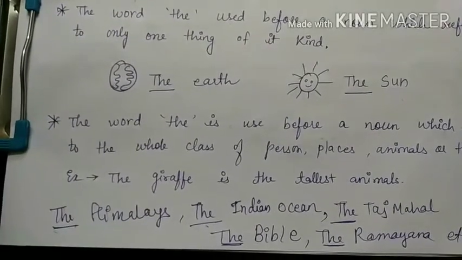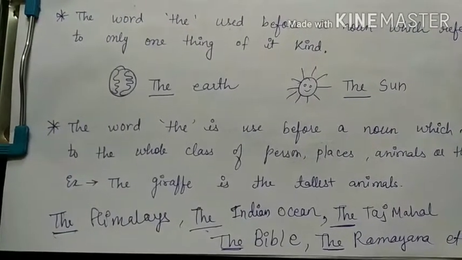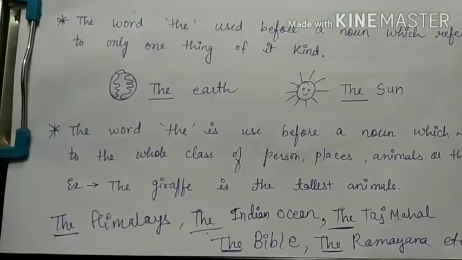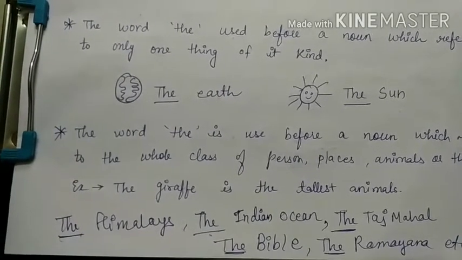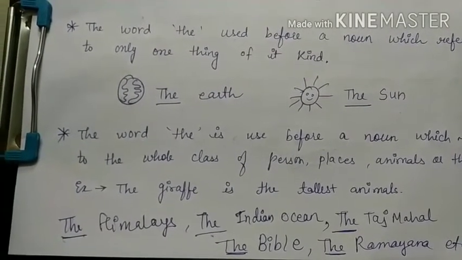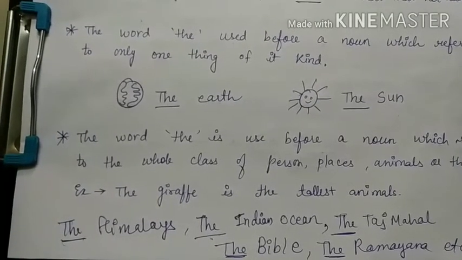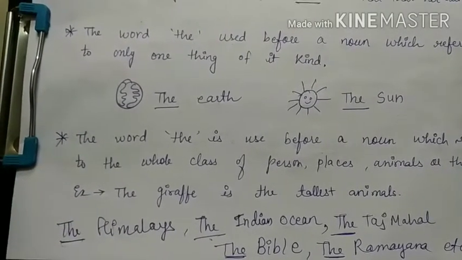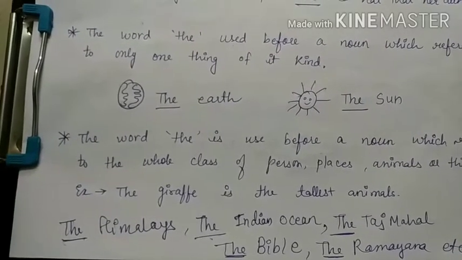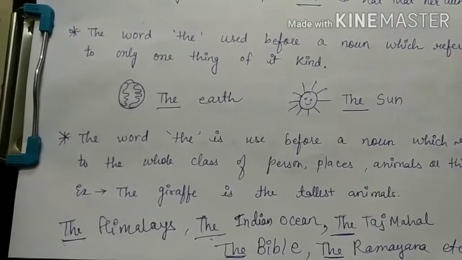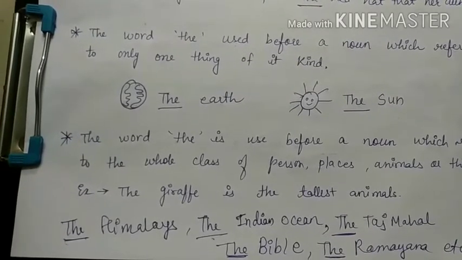The word the is also used before the name of some famous places, buildings, statues and books. The examples for that are the Himalayas, the Indian Ocean, the Taj Mahal, the Bible, the Ramayana and etc.